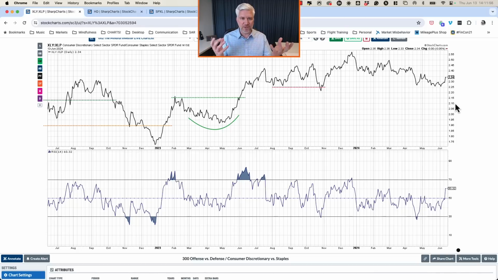Pairs trades are basically when you're long one thing and short the other thing. And what you're basically doing is you set up a ratio, and you're betting on this ratio going up or down. So it's a market neutral strategy. It doesn't matter necessarily what the broader market is doing, or in fact what either of those individual stocks or ETFs are doing. You're just betting on the relationship changing.